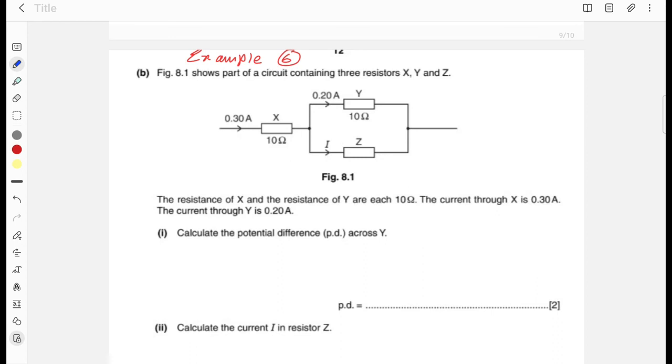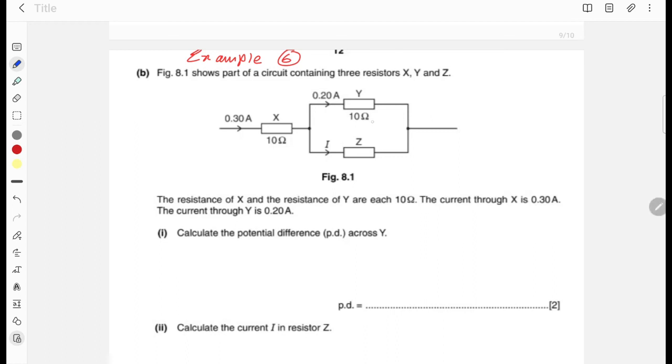Example number 6. Figure 8.1 shows part of a circuit containing 3 resistors X, Y and Z. The resistance of X and the resistance of Y are each 10 ohm. The current through X is 0.3 ampere. The current through Y is 0.2 ampere. Calculate the potential difference across Y.